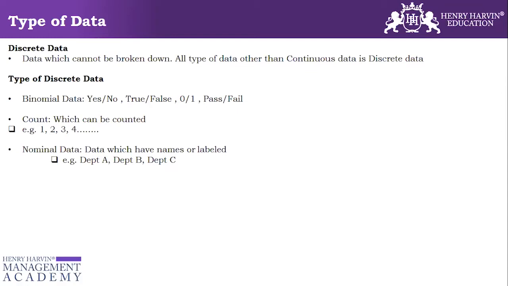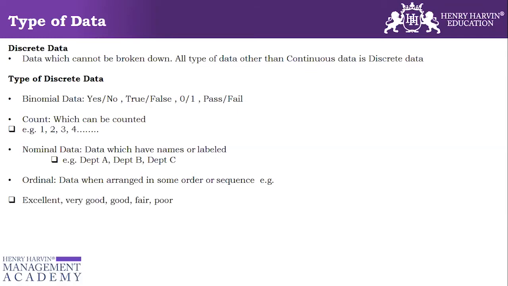The third type of discrete data is nominal data, data which have names or labels. For example, department A, department B, department C. These are nominal data, which can be used for comparison. The fourth type of discrete data is ordinal data, data arranged in some order or sequence. That's why it's called ordinal, because it is in an order. Like excellent, very good, good, fair, poor. We could have used the order either way also: poor, fair, good, very good, and excellent.